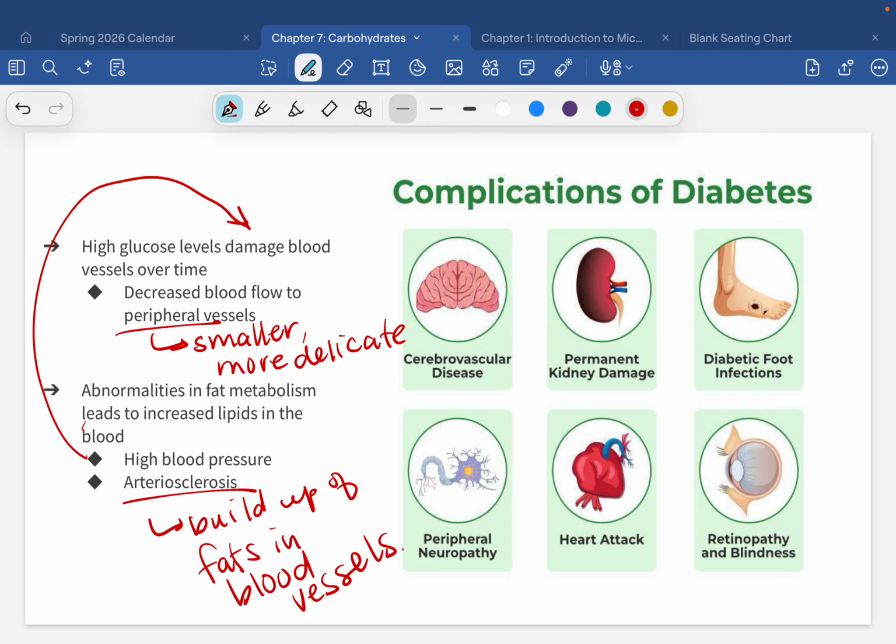And so the high blood pressure leads to more blood cell damage, and the arteriosclerosis leads to more decreased blood flow. Because if you have a buildup of fats and calcium and plaques inside your arteries, blood's not going to be able to get through as easily. So the abnormalities in fat metabolism kind of compound the problems due to the high blood glucose levels. They're all tied together. Right?